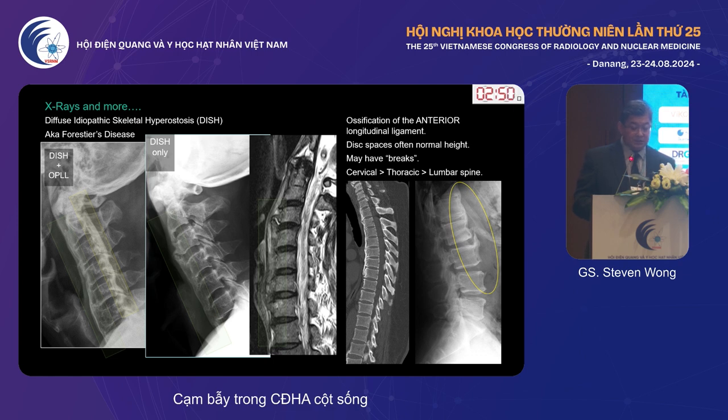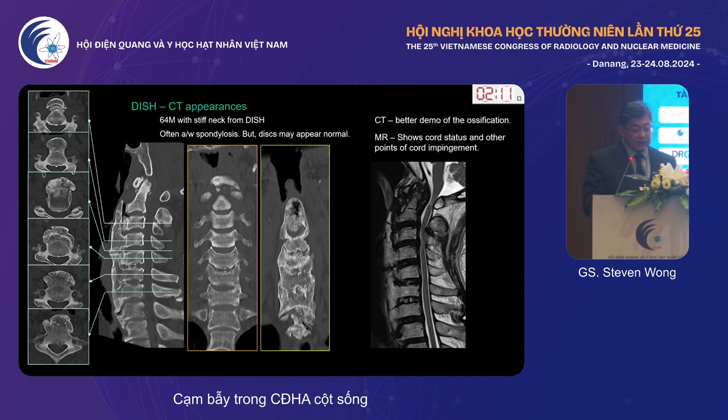DISH is another condition. Apparently very common in our population in Singapore, and I'm not sure about Vietnam. But in the Asian population in general, you see more DISH and OPLL than you see in the Western population. And if you can ossify your posterior longitudinal ligament, you can ossify your anterior longitudinal ligament. The clue is that the intervertebral disc spaces are not affected in DISH. They usually have a normal height, but there may be breaks within the ALL. Okay, you look out for the cervical region more, but it can extend down the entire spine, right?